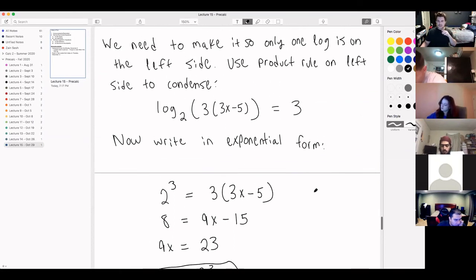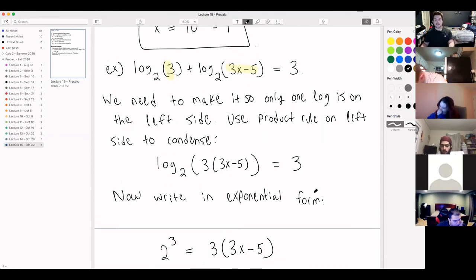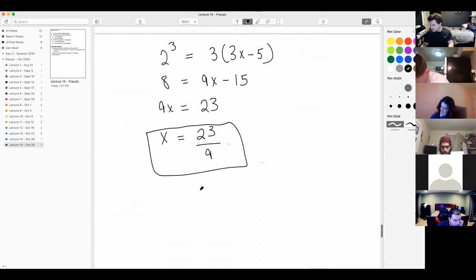So any questions on what we did here? This one was a little more involved because we needed to get the left side to be one logarithm. Okay. So please stop me if anything is confusing.